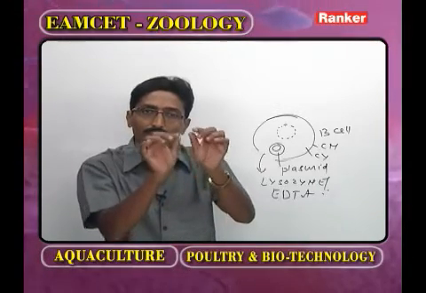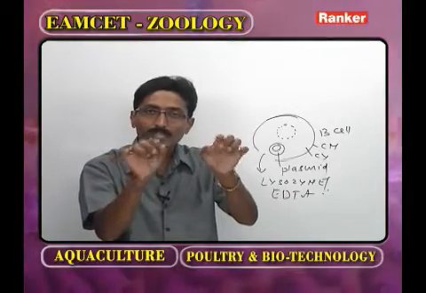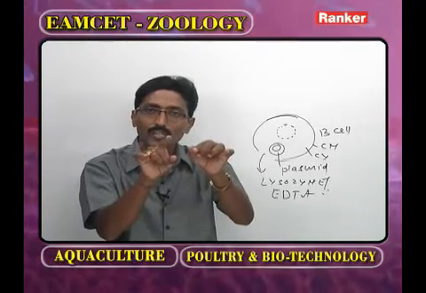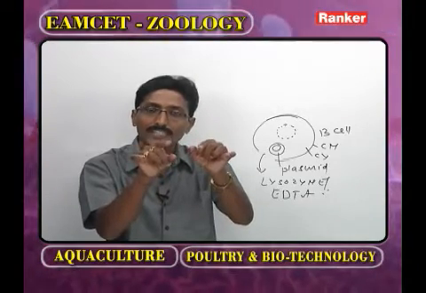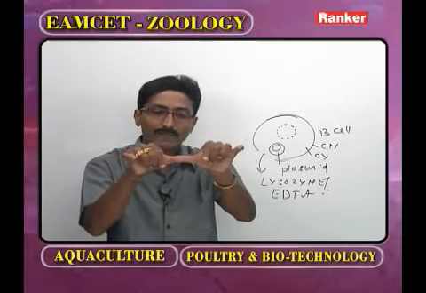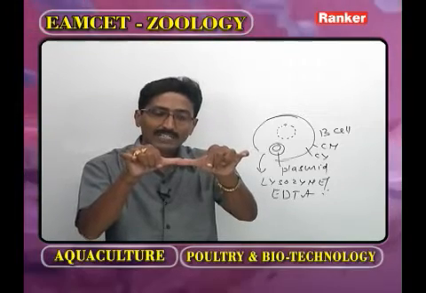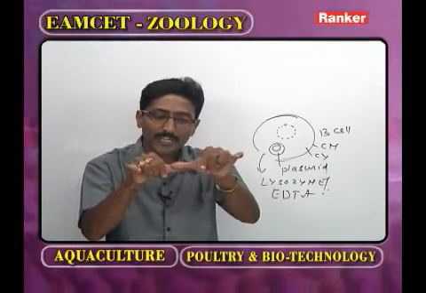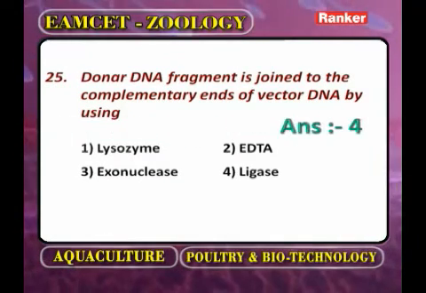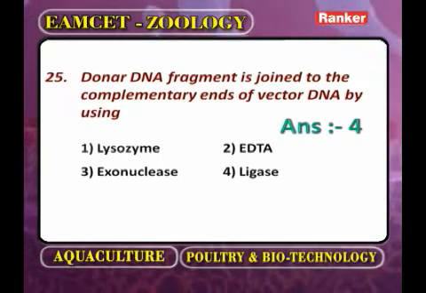Now again repeating, exonucleases are also useful to cut the DNA. Endonucleases are also useful to cut the DNA. Restriction endonucleases cut the DNA at a palindrome sequence. The two DNA strands or fragments are attached by a glue, an enzyme that we call ligase. Now the answer is: the two fragments of DNA are attached by an enzyme called ligase.